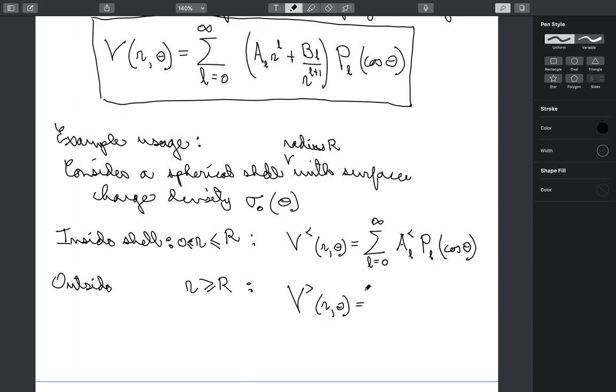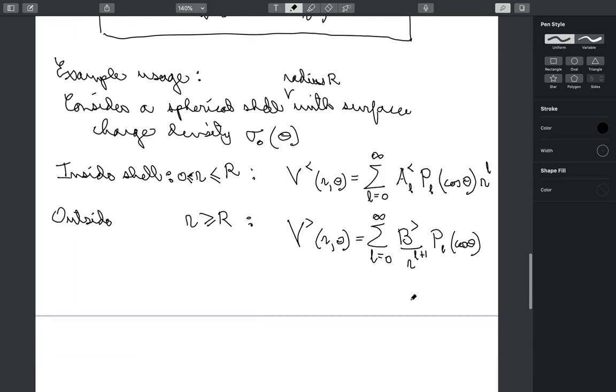So this is the summation L equals 0 to infinity of some b greater, times P_L, and then 1 over r to the L plus 1, P_L of cos theta. Sorry, I forgot to write the r to the L plus 1 here, but it's there.